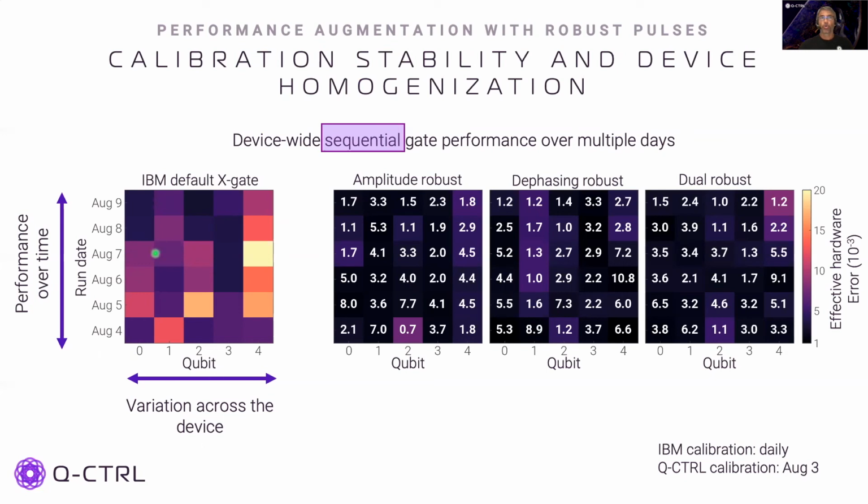This is in strong contrast with the Q-control results that show a much more uniform error per gate across the device and also over time. The stability over time is particularly striking given that our pulses were calibrated on August the 3rd and used throughout the week without further calibration. This is a substantial gain in machine time as daily gate calibrations can be skipped for these pulses.